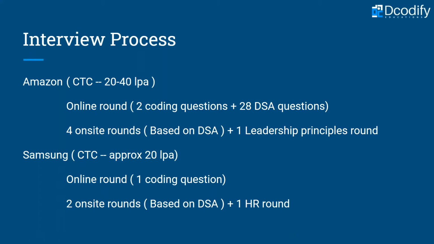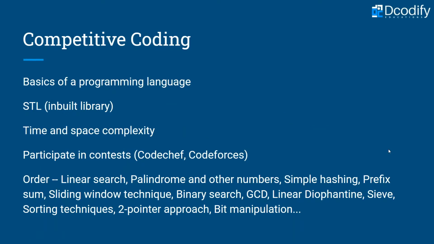So I'll tell you a basic roadmap of how you can excel at competitive coding. At first, you need to know the basics of any programming language, be it C, C++ or Java. You need to know all the basics such as loops, conditional statements, and object-oriented programming concepts such as polymorphism and inheritance.